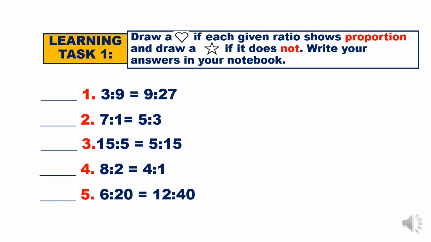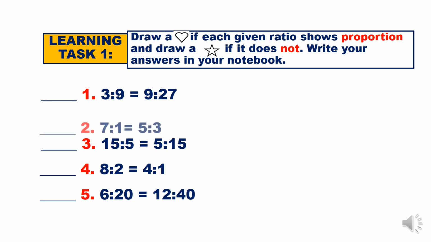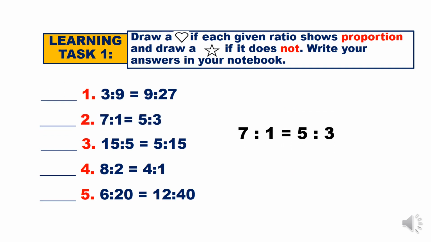Let us answer number 1. 3 to 9 equals 9 to 27. Multiply 3 times 27, and that is 81. 9 times 9 equals 81. So, number 1 is a proportion. Let us answer number 2. 7 to 1 equals 5 to 3. 7 times 3 equals 21. 1 times 5 equals 5. Therefore, number 2 is not a proportion.